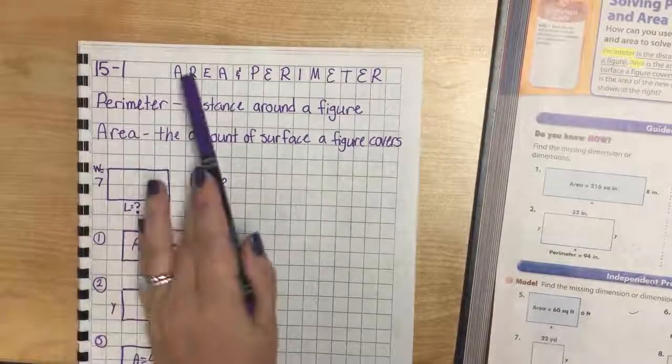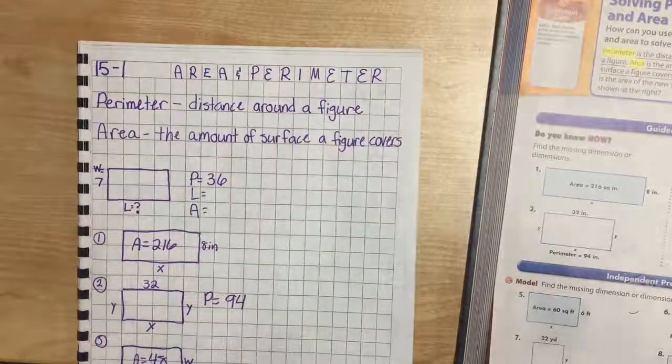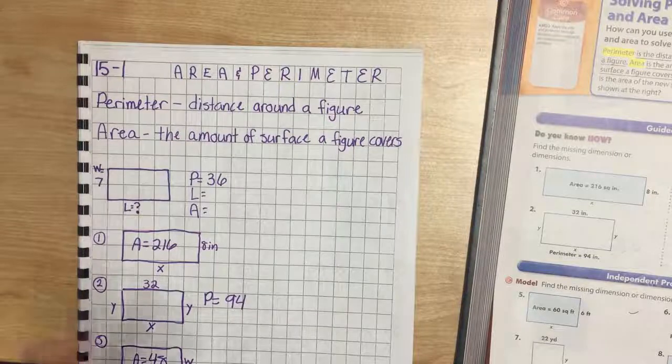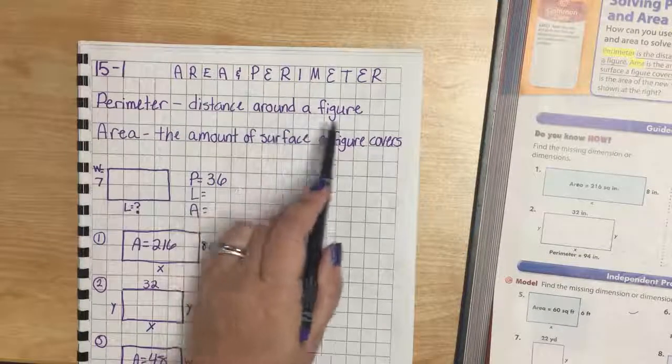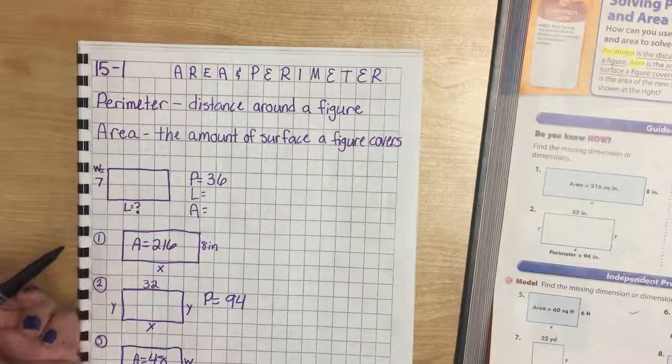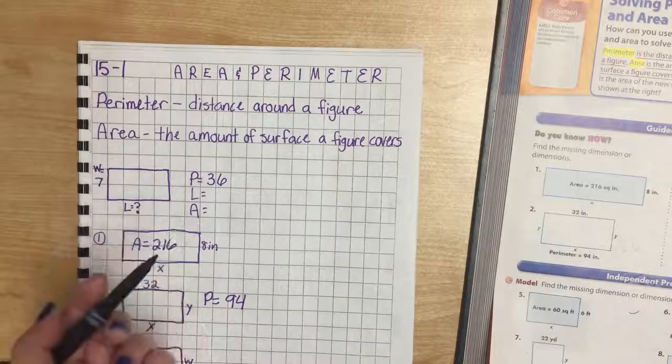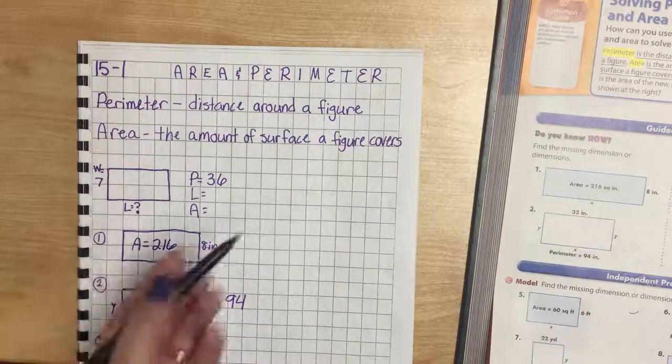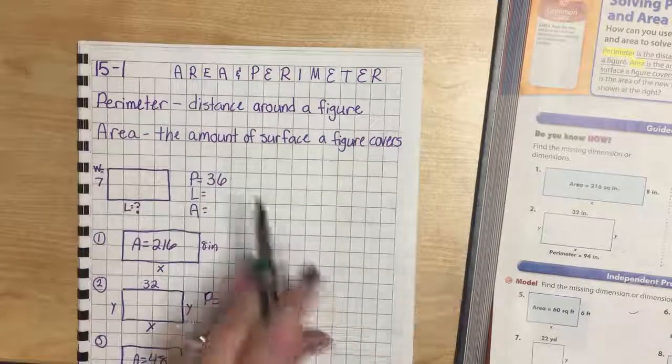All right, so we are looking at area and perimeter. Perimeter is the distance around a figure, which means, what are we doing to find it? We're adding all the sides. You just add them up, that's it.